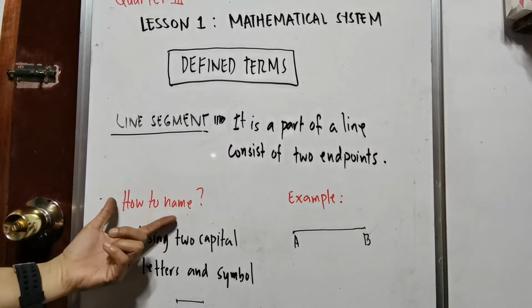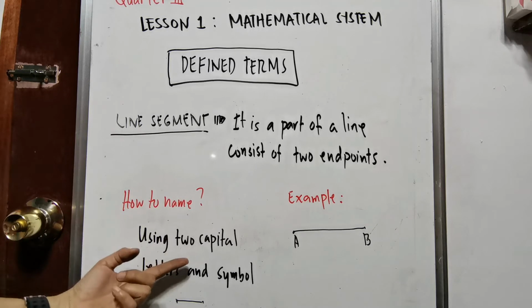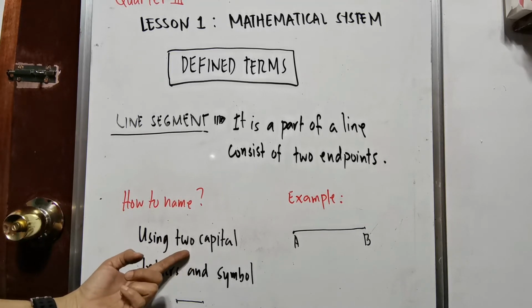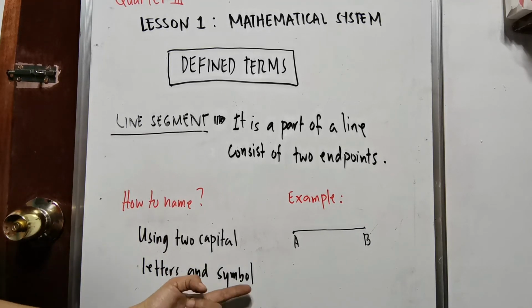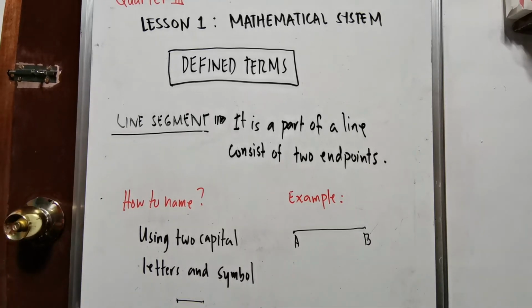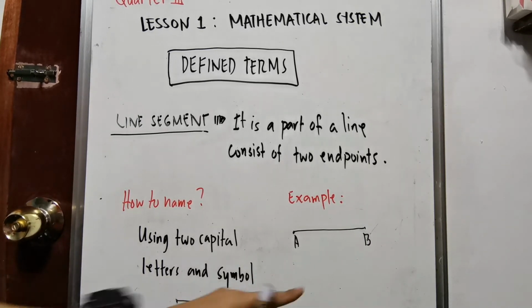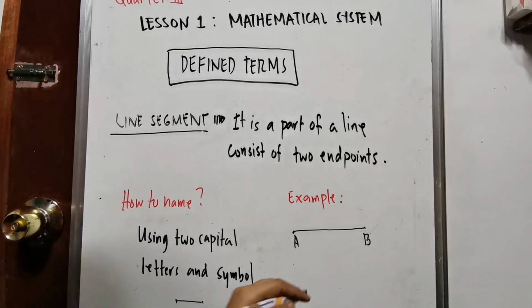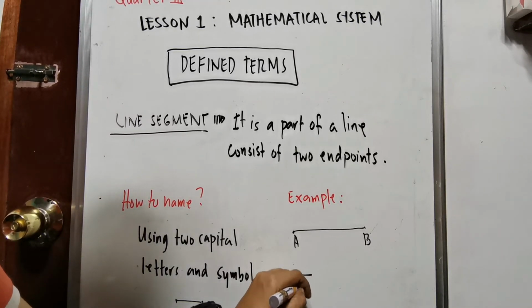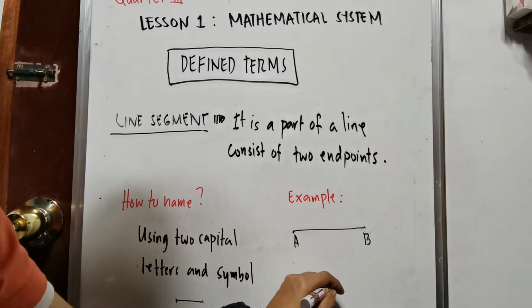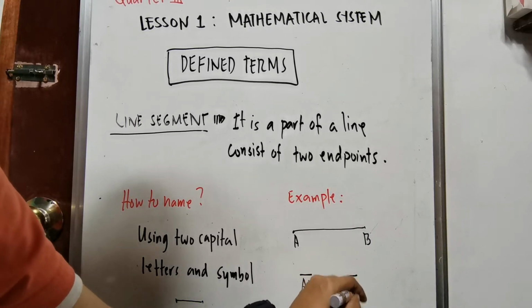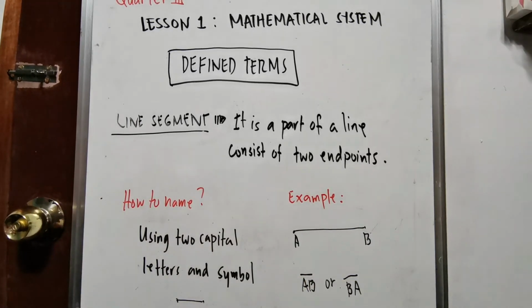When we say line segment, it is a part of a line that consists of two endpoints. Meaning, we define this term using the undefined term, which is a line. And how to name a line segment? We're going to use two capital letters and the symbol for line segment. For example, if we have this given, we can name this as line segment AB or line segment BA.